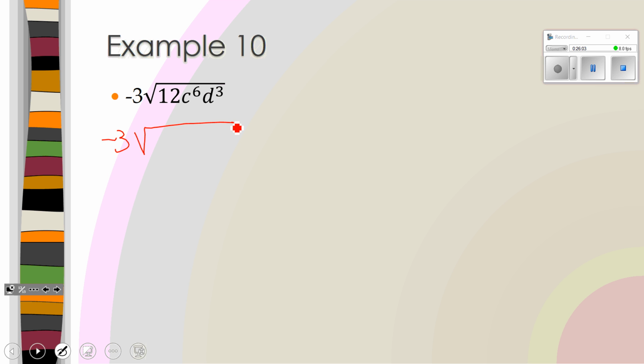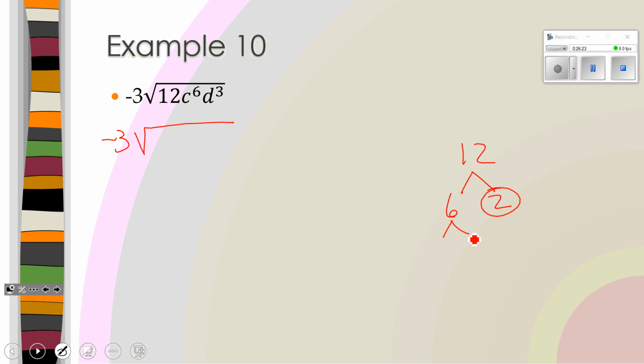What's the square root of 12? Is it perfect? Nah, it's a decimal. So what do we need to do with 12? We need to break it apart. We've got to do our factor tree. So what times what is 12? 6 times 2. 2's done.